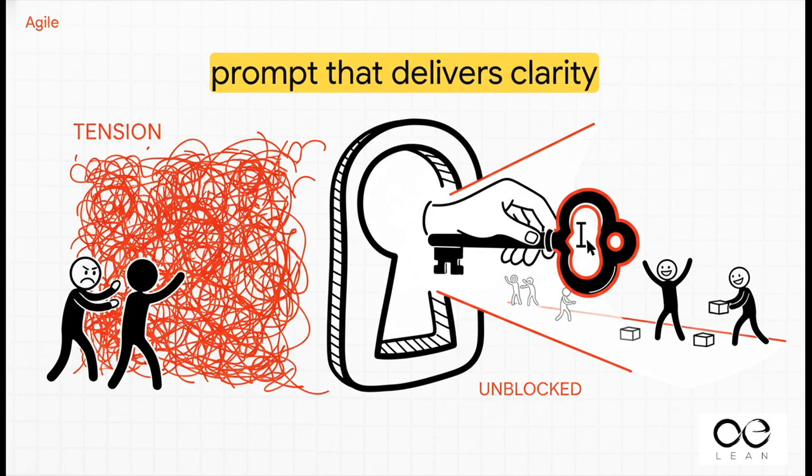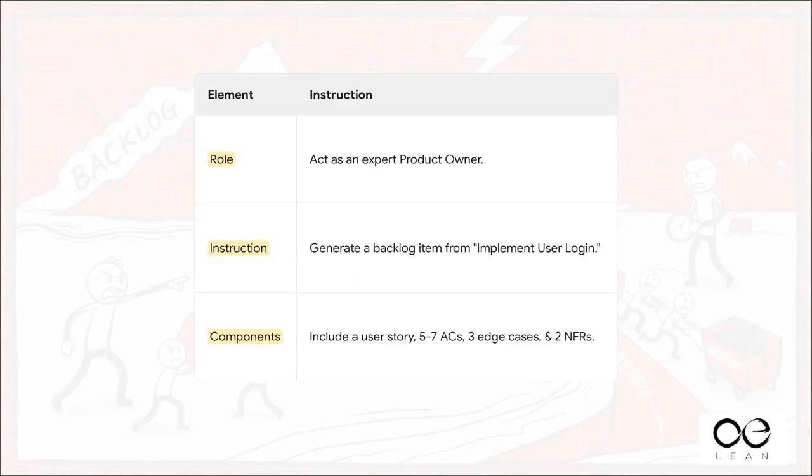So let's put all those pieces together. This is it. This is the key that unlocks everything. The exact prompt that turns all that tension and confusion into pure, simple clarity. Let me break it down. First, you give it a role. Act as an expert product owner. This sets the stage. Then, the instruction. Generate a backlog item from implement user login. But here's the most critical part, the components. You tell it exactly what you need. A user story, 5 to 7 acceptance criteria, 3 edge cases. You get the idea. This structure is what guarantees you get quality stuff back every single time.